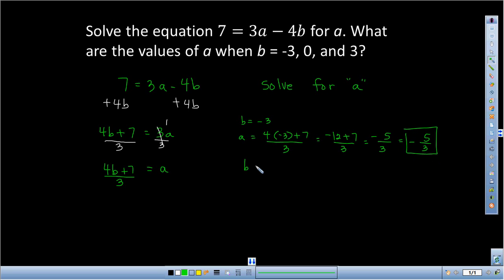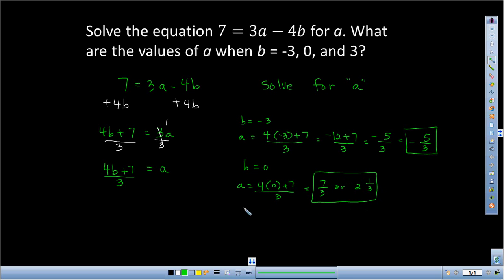Well, what happens when b is equal to 0? That means we have a is equal to 4 times 0 added to 7, all divided by 3. 4 times 0 is 0, and so we're left with 7/3. Or well, we could write that improper fraction as a mixed number. 7 divided by 3, 3 goes into 7 twice, with 1 left over, so we could write that as 2 1/3.